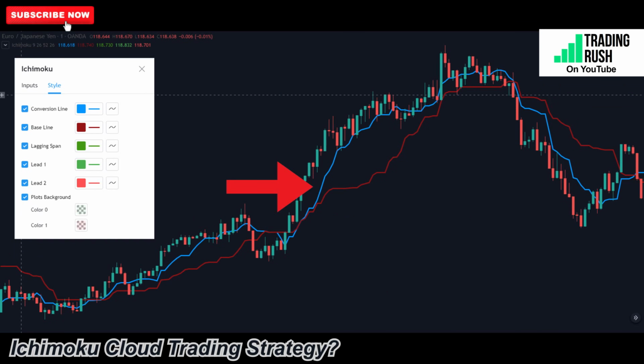Let's start with the conversion line and the baseline. These are the 2 lines that will give you entry signals. These lines are basically 2 moving averages. The blue line is a 9-period moving average, and the red line is a 26-period moving average. They calculate their values a little bit differently, so if you plot a normal moving average and these 2 at the same time, they will show 2 different average values.